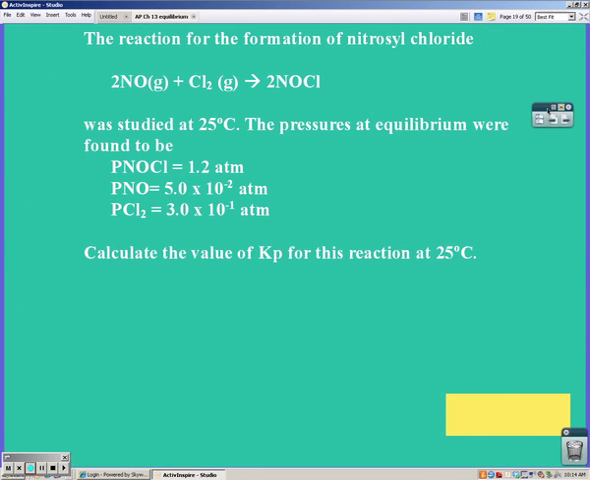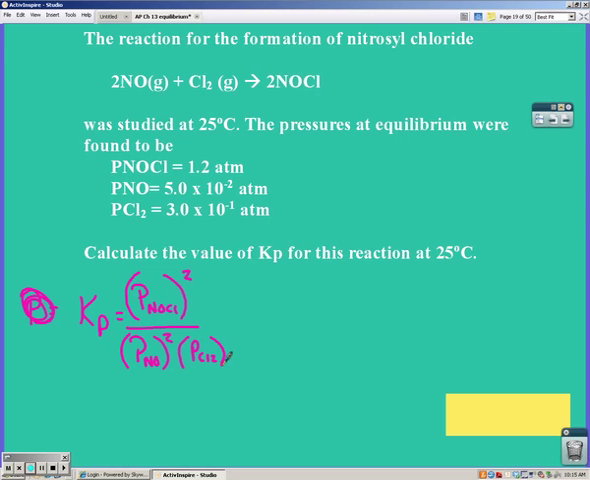So here we have a problem where we want to calculate Kp. First thing we need to do is write the Kp expression. It's a little bit different than Kc or just regular K. We're going to have the pressure of our product, which is NaOCl. You need to specify what that pressure is, and those are parentheses, not brackets. Brackets indicate concentration. And then we have our reactants on bottom.